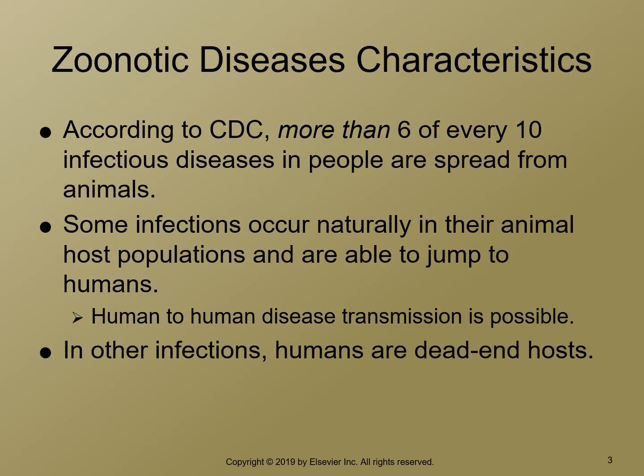According to the CDC, more than 6 of every 10 infectious diseases in people are spread via animals. Some infections occur naturally in their animal host populations and then are subsequently able to jump to humans. In other scenarios, human-to-human disease transmission is also possible. In some infections, humans are the dead-end hosts.